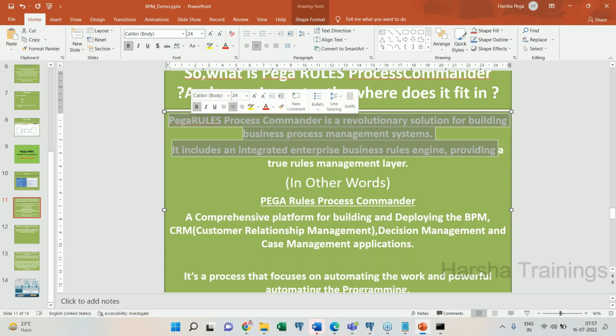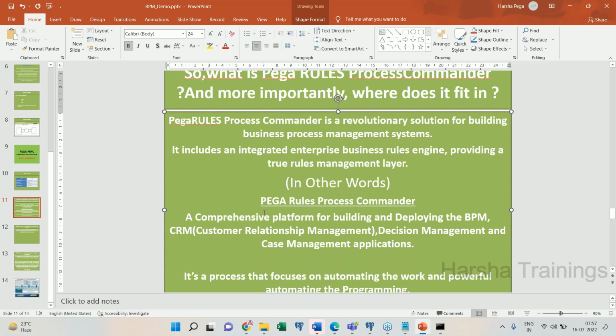For whom are you going to do it? For some business. What methodology is being used? BPM methodology. It implements business process management systems. In other words, it is a comprehensive platform for building and deploying BPM, CRM, decision management, and case management applications. Decision management and case management work together with BPM or CRM. Pega is not up to the mark in CRM compared to its competitors, but in providing BPM solutions, Pega is the leader in today's market.